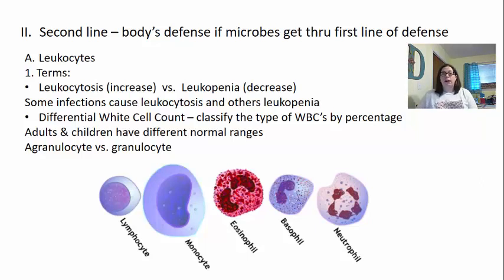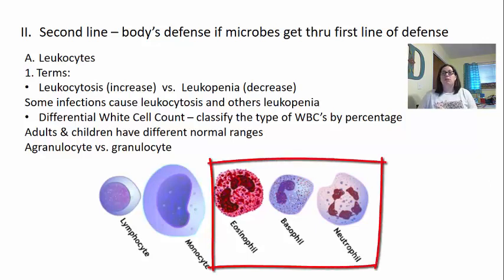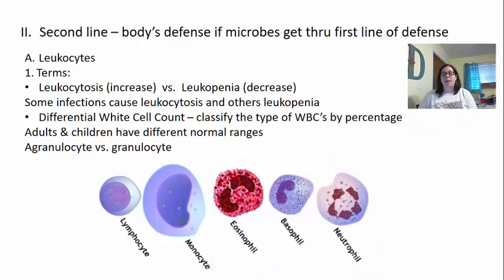So when we look at granulocytes, this means they have little grains in them that can be stained. These little granules or grains are going to have chemicals that help them potentially fight the invader. And you can see them here. The eosinophils, the basophils, and the neutrophils all have these little grains that are easily seen once they are stained.